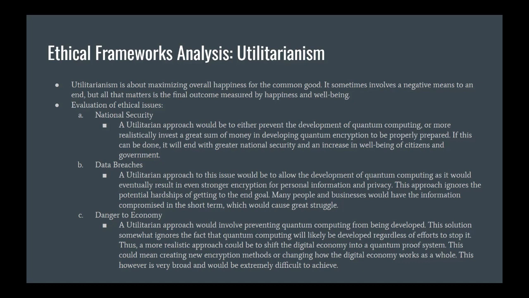And then for the economy, a utilitarian approach would involve preventing quantum computing from being developed. This solution somewhat ignores the fact that quantum computing will likely be developed regardless of efforts to stop it. Thus, a more realistic approach could be to shift the digital economy into a quantum-proof system. This could mean creating new encryption methods or changing how the digital economy works as a whole. This, however, is very broad and it would be extremely difficult to achieve.